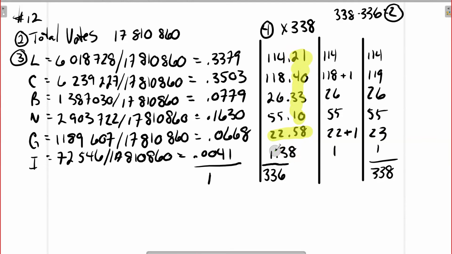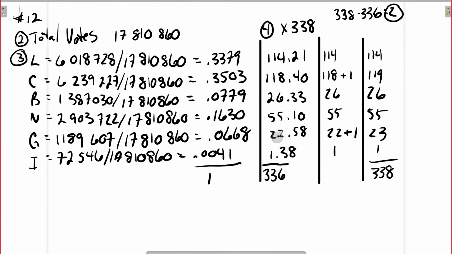We would have ended up with one empty seat. So by following this process of ignoring the decimals at the start, then allocating extra seats based on whoever has the largest decimal, that ensures that we allocate all of the seats appropriately.